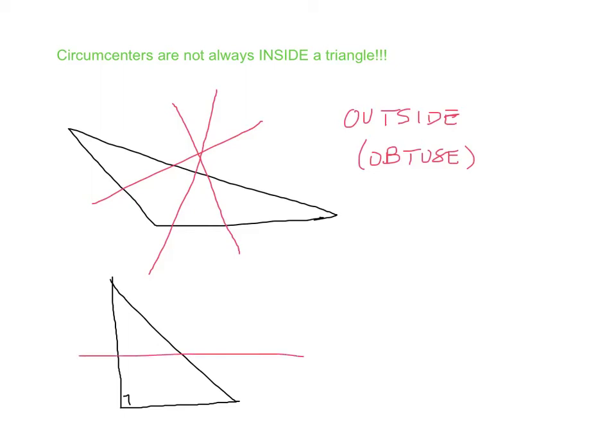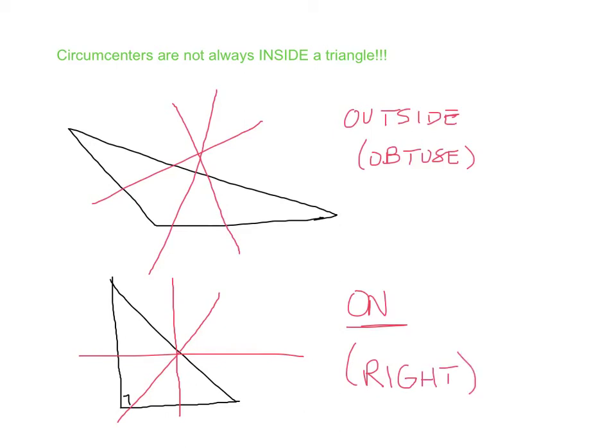We have one about right here. We have another right here. And then lastly, our other is about right there. Now again, I did not draw it exactly perfect because this is freehand, but we notice that we have a circumcenter on the triangle. And this will happen when you have your right triangles.